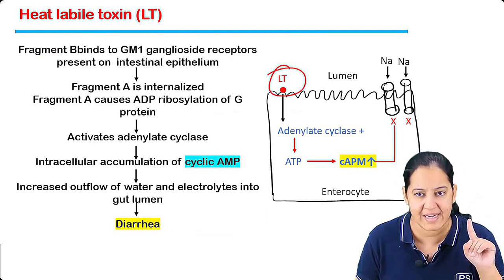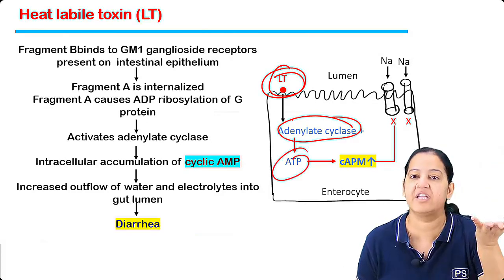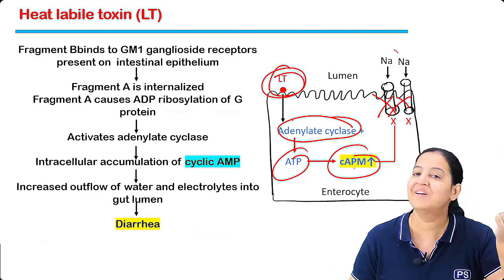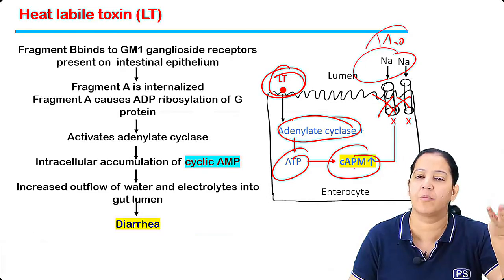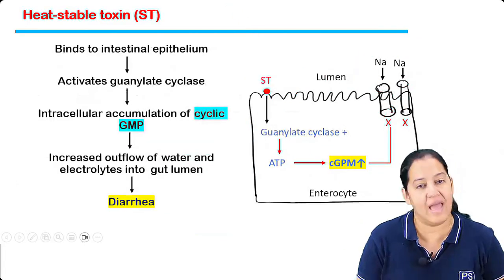You can see LT is going inside the cell, stimulating adenyl cyclase. Adenyl cyclase converts ATP to cyclic AMP. Cyclic AMP inhibits the sodium channel, causing diarrhea. Sodium is not reabsorbed, water is not reabsorbed. Sodium and water in the lumen cause the diarrhea. The same thing is written. This is LT.